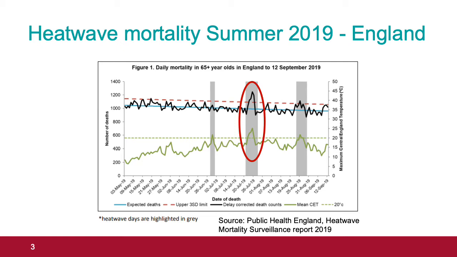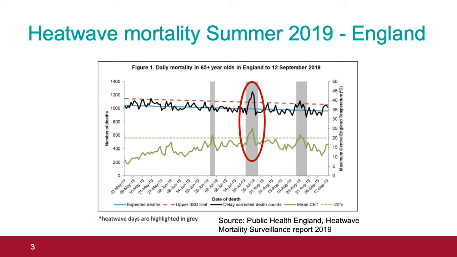So first thing we need to understand is the relationship between temperature and health impacts. So we know that health impacts are typically observed or seen within 0 to 1 days from the onset of high temperatures. So in this chart, you can see an example of that. This is from the Heatwave mortality report from summer 2019 from England. And the green line here shows the central England temperature, which is a composite index of temperature across England.